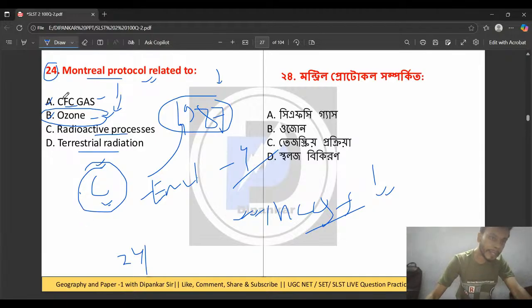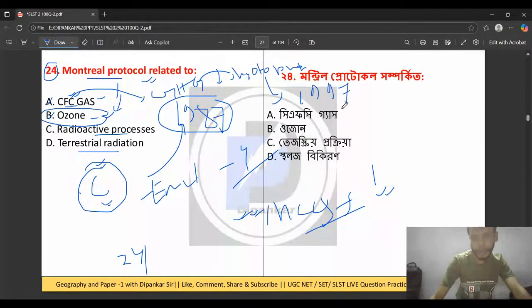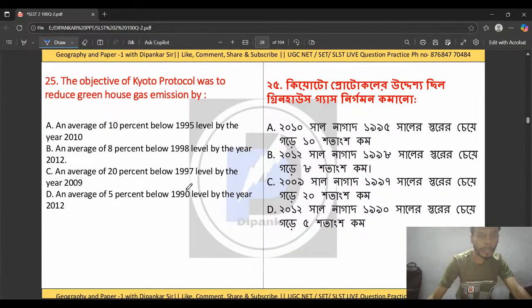And CFC gas is one type of greenhouse gas, and greenhouse gas is related to the Kyoto Protocol. And one more thing, the Kyoto Protocol came in 1997. Okay.